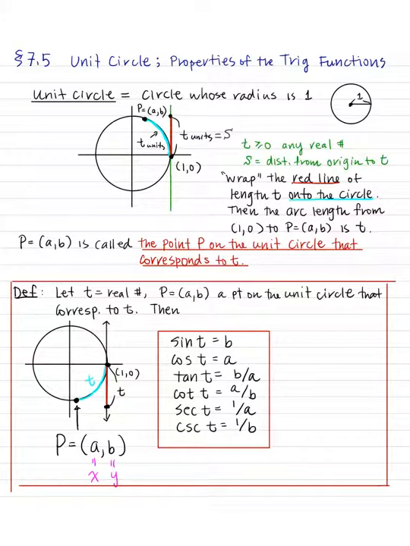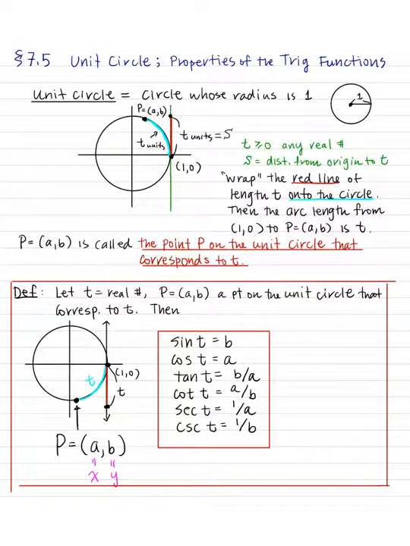Okay, so let's go with the definition. Let t be a real number. P equals a comma b, a point on the unit circle that corresponds to t. Then sine of t is b, cosine t is a, tan of t is b over a, and so forth. You see it right there.